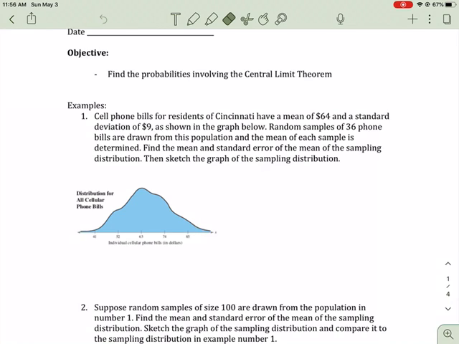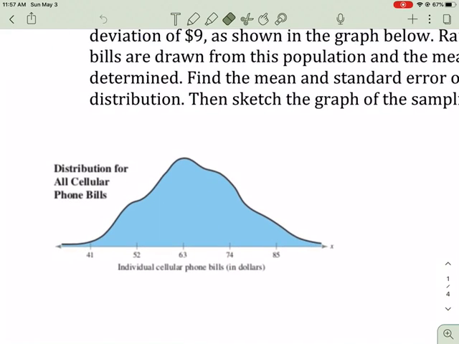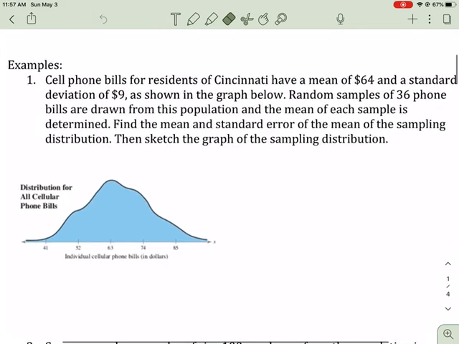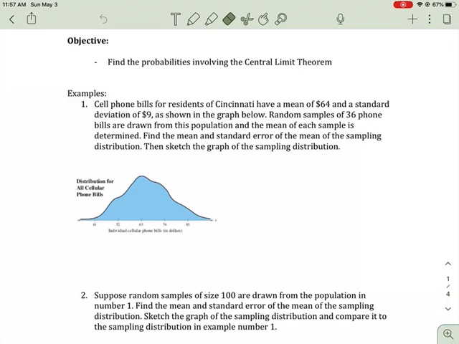So here we have cell phone bills. Residents of Cincinnati have a mean of 64 and a standard deviation of 9. Okay, so there's a graph. Here you go, the distribution of cell phone bills. Kind of normal-like. I mean, it's not the best. So we have a random sample of 36 phone bills, again, sampled lots of times. We did 36 lots and lots of times, drawn from the population, and the mean of each sample is determined.